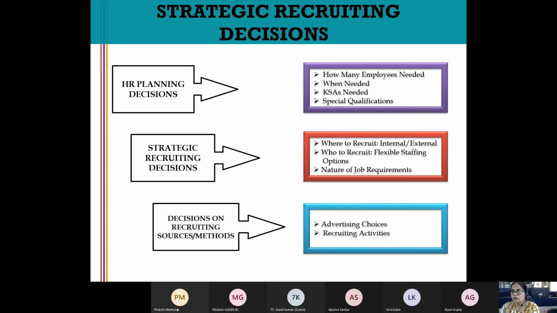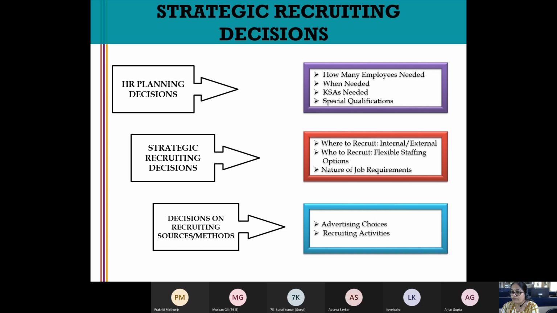So the strategic recruitment decisions are, first of all, HR planning decisions: how many people are required, and when they are required. Maybe the project is going to start in the next year or after 6 months. So when they are needed, we have to prepare ourselves and find the best possible people in the market. And what kind of knowledge, skills and attitudes or attributes are required has to be listed. If any special qualifications are required, for example, if you are finding a teacher, you have to look for the empathy quality in her or him.